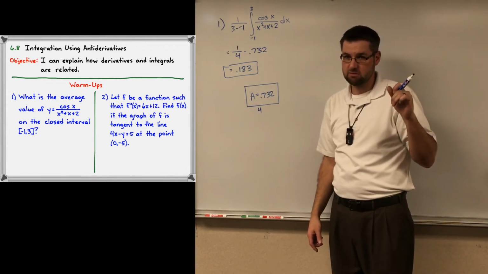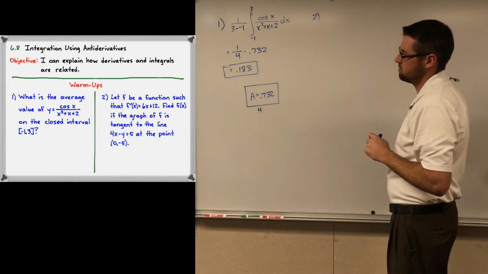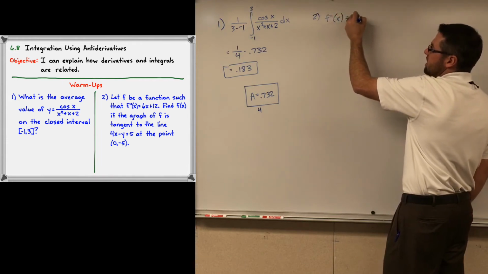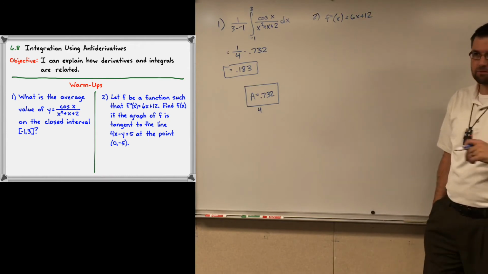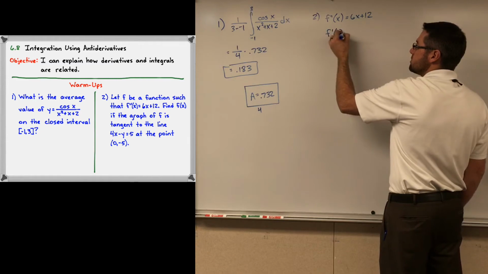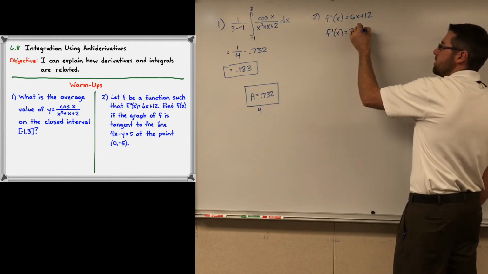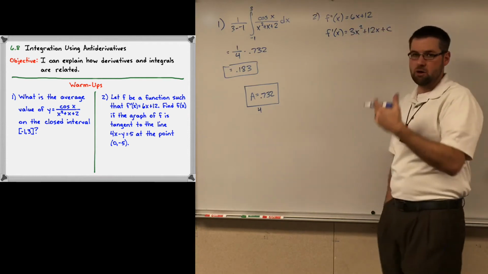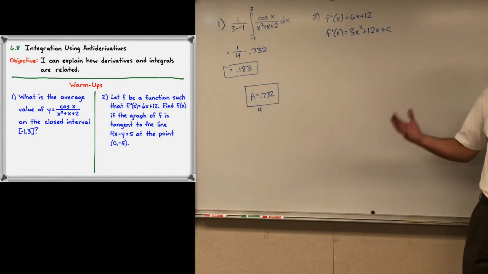That idea? Okay. Number 2. You guys had a hard time with this one. If f double prime of x equals 6x plus 12, I'm looking for f, so what do I have to do? Antiderivative. So f prime of x equals 3x squared plus 12x plus c. Now you can go and take another antiderivative, but then you're going to have too many constants, and I don't want to do that. Let's find c first.